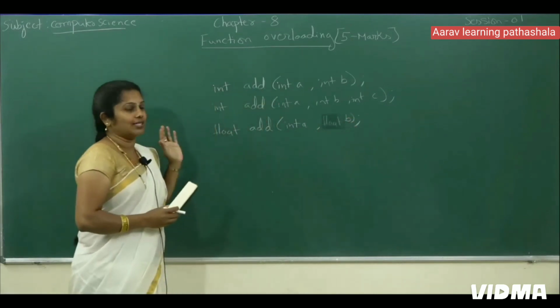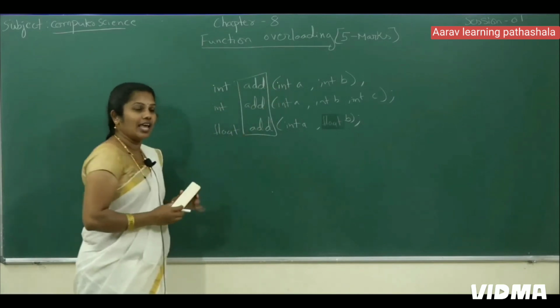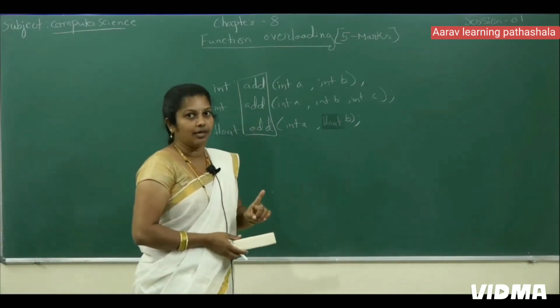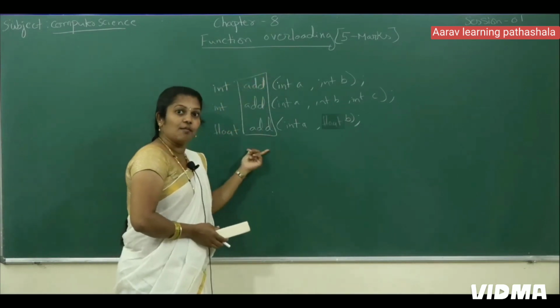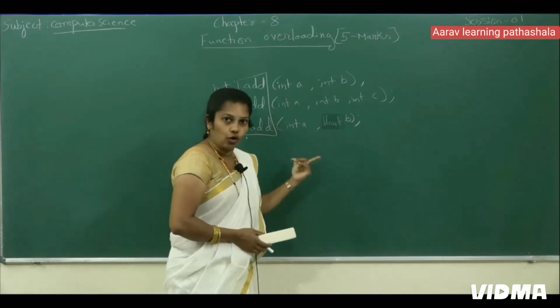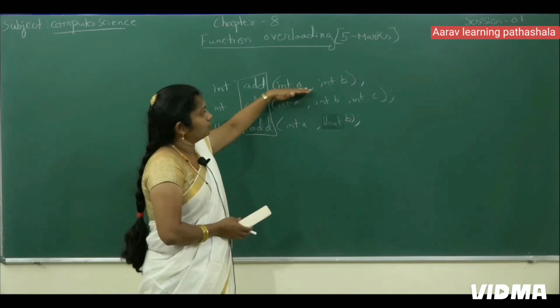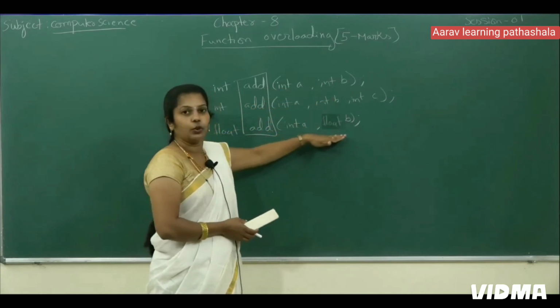Then what is the main difference here? In all the three cases, the function name is same. In these three functions, the function name is same, that is add only. Function overloading means two or more function names are same but differ in number of arguments or data type of the argument. In the first function we have two arguments, in the second function we have three arguments, in the third function we have two arguments.